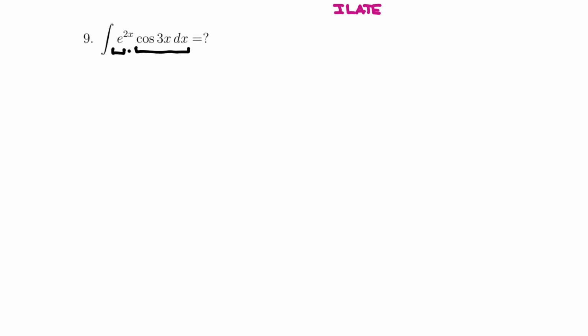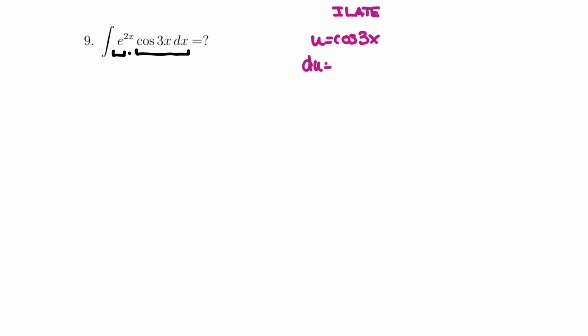Here we go. I like to follow my ILATE rule. It gives me an order and a process. Generally, trigonometric functions go before exponential functions, so I am going to use the trigonometric function as my u value. I am going to let u be cosine of 3x, and my derivative, consequently, is negative 3 sine of 3x. My dv is going to be the rest, e to the 2x dx, and that makes v equal to 1/2 e to the 2x.